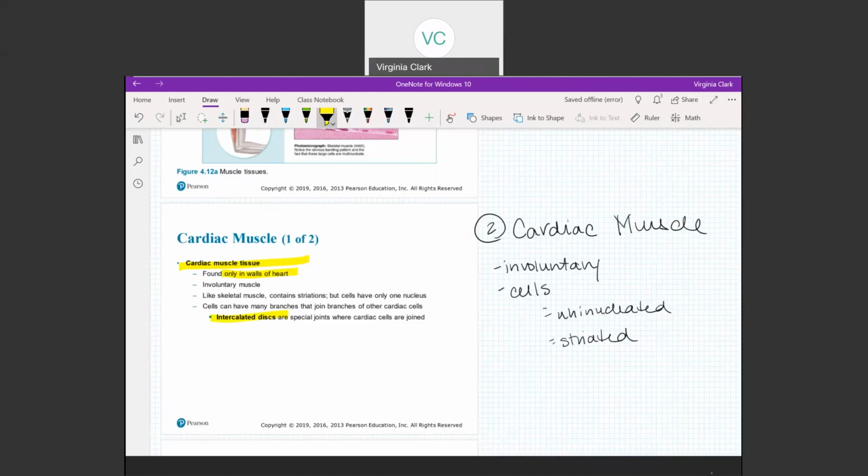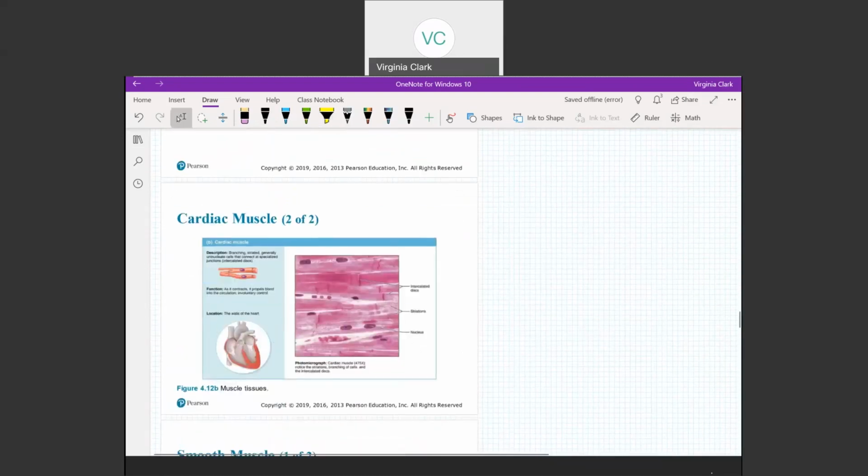So when you look at this cardiac muscle, you can see here is my muscle cell. You can see how there is a little bit more of that wall between the different cells. That's because of that intercalated disc, and there's not as many nuclei, so it's only one nucleus per cell.